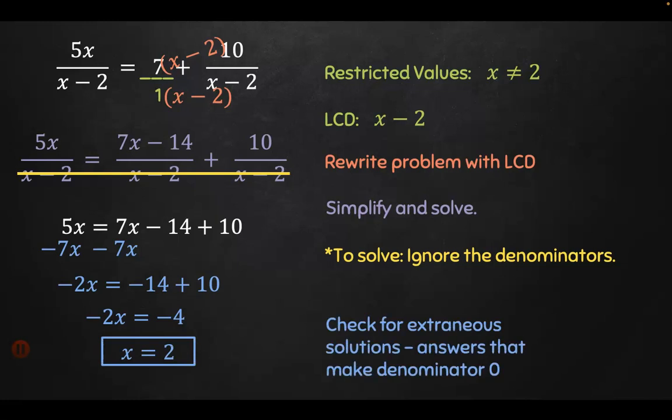But remember, my final step is to check for extraneous solutions. My restricted value is telling me that x can't be 2, but I got an answer of 2. So that won't work, so I'm actually going to have no solution.